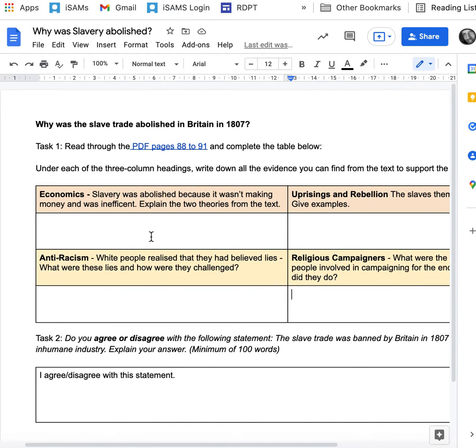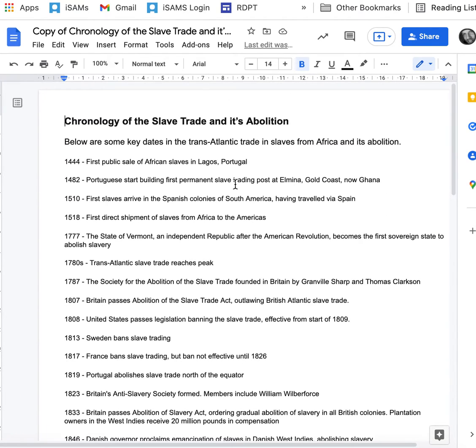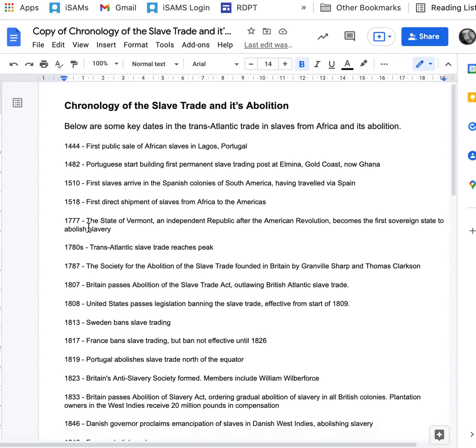Okay, but before I go on to describe that in more detail, I want to start today's lesson by looking at this. You will find it on the Google Classroom as well. And what it is, is a chronology of the slave trade and its eventual abolition, its eventual banning. Now, chronology is a timeline, okay?